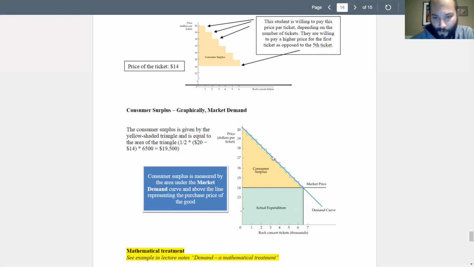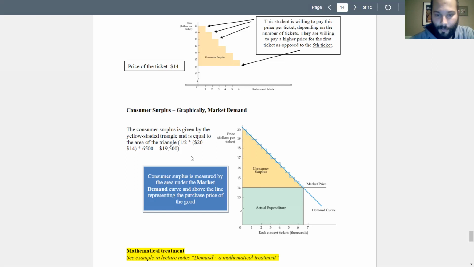Some people would have been willing to pay $17, $16, $15. They all only had to pay $14. So that is surplus. Right? Price they would have been willing to pay minus the price they actually had to pay. And then we're just going to take that out to the market quantity. So mathematically, how we're doing this is we can just find the area of a triangle.